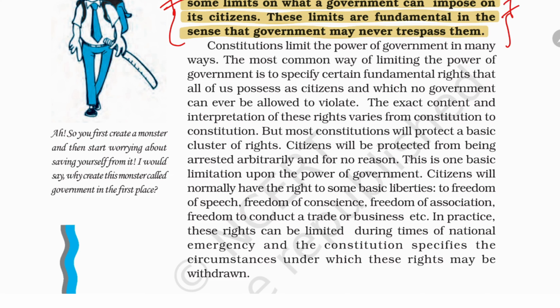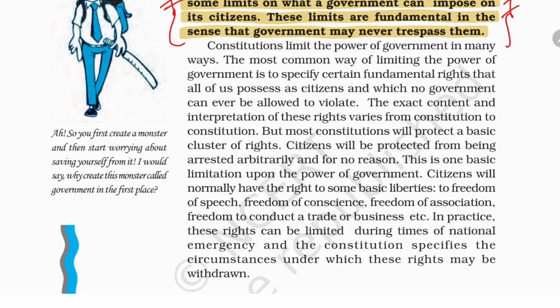Constitutions limit the power of government in many ways. The most common way of limiting the power of government is to specify certain fundamental rights that all of us possess as citizens, and which no government can ever be allowed to violate. The exact content and interpretation of these rights varies from constitution to constitution, but most constitutions will protect a basic cluster of rights. Citizens will be protected from being arrested arbitrarily and for no reason. This is one basic limitation upon the power of the government.